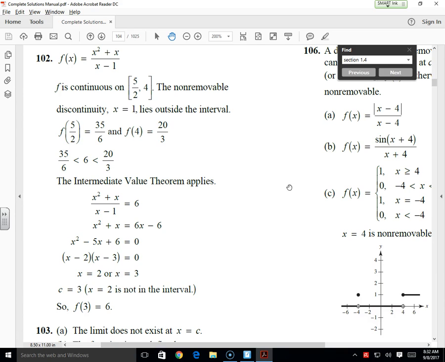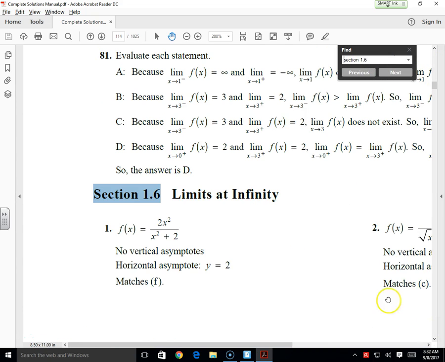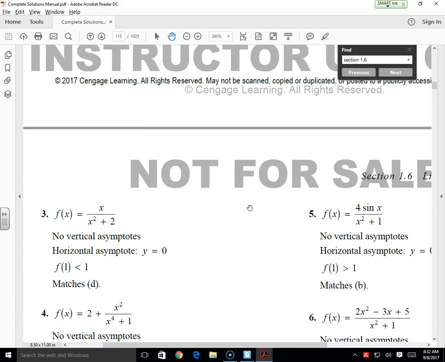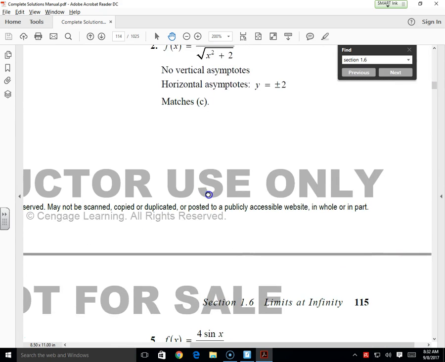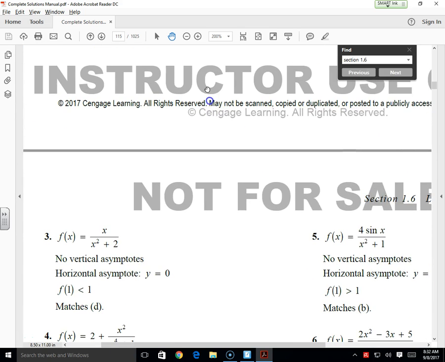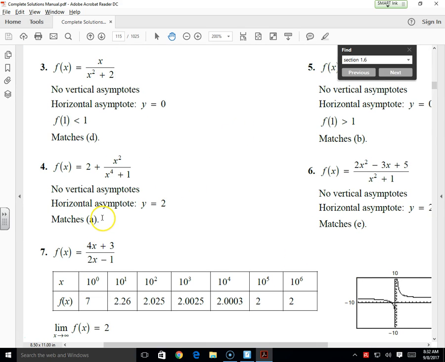Alright, kiddos, section 1.6. Let's go fast. Help me with the evens once again. What's the first one as I get there? 4, 6. Wait, 4, 6, 2? I'm so confused. 4, 6. Oh, thank you. Alright. 2 should be C. 4 should be A. 6 should be E. Number next one.